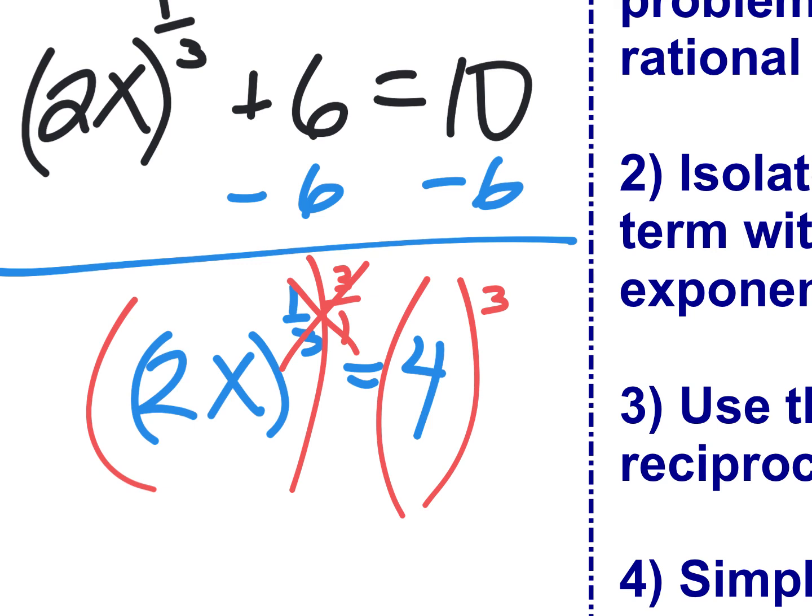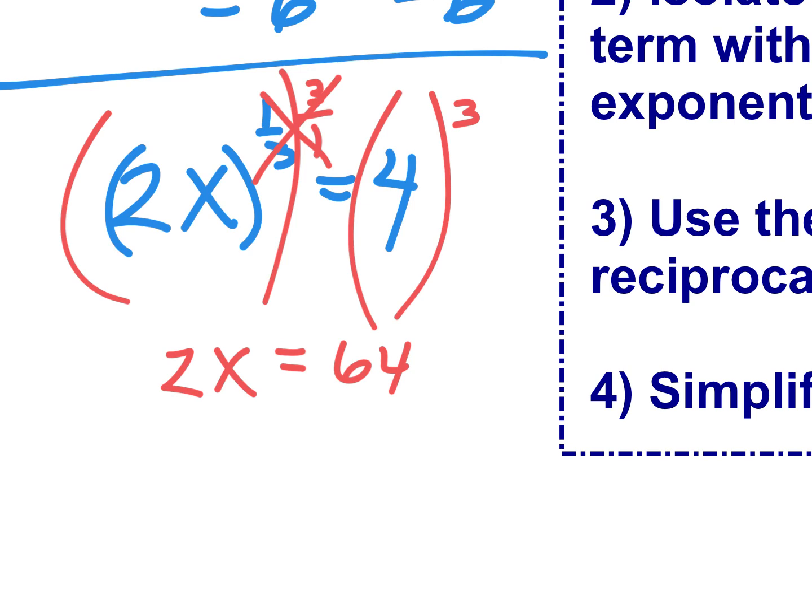Anybody beat me to it? It is 64. 2x equals 4 to the 3rd, which is 64. And then I just have to divide by 2, easy peasy.